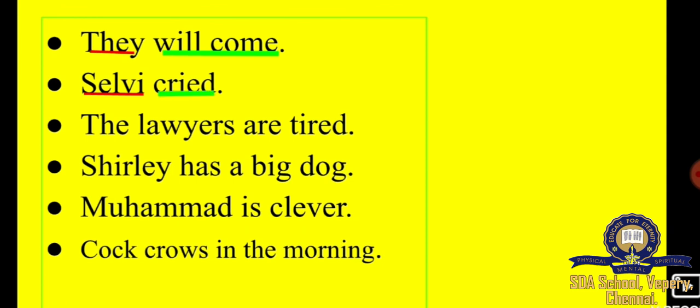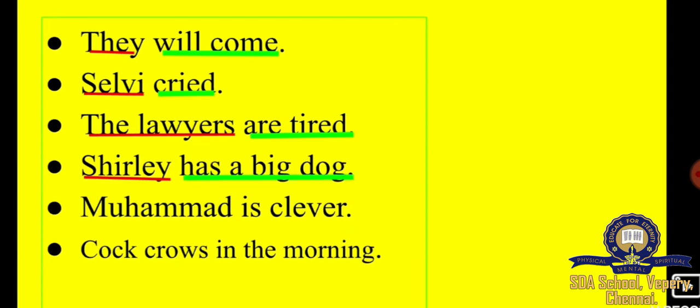And next sentence, the lawyers are tired. Children, here what is the subject? Yes, the lawyers are the subject. And the remaining part, are tired, is the predicate. And next sentence, Shirley has a big dog. So children, here what is the subject? Yes, Shirley is the subject. And the remaining part, has a big dog, is the predicate.